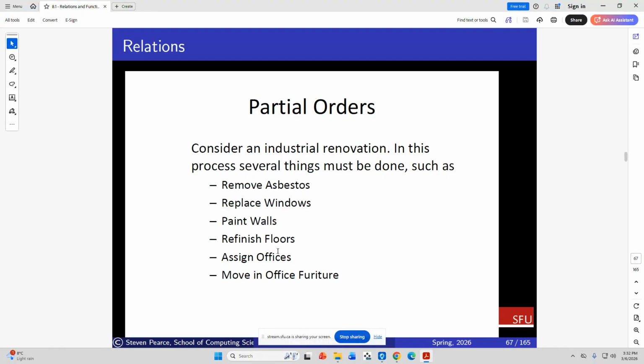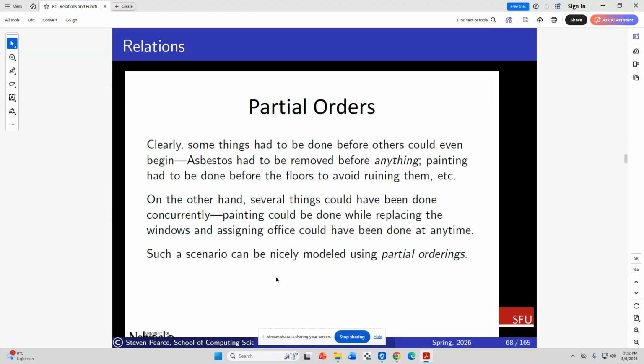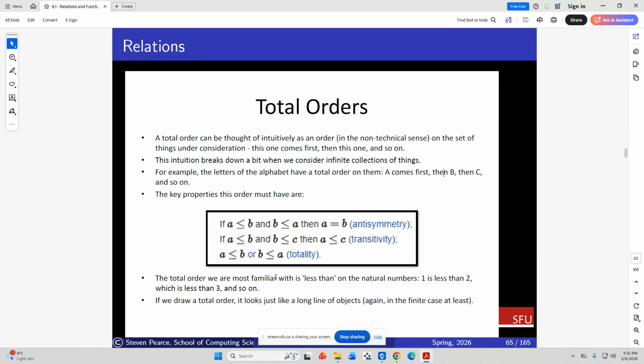Some of these things can be done at the same time. These don't have to follow in this strict order. You can actually do some of these processes at the same time. Okay, so that's the whole idea.